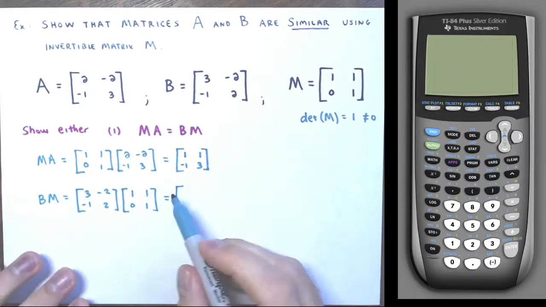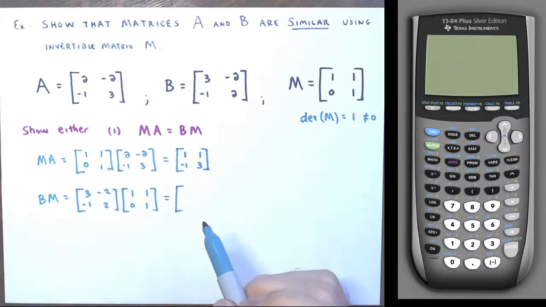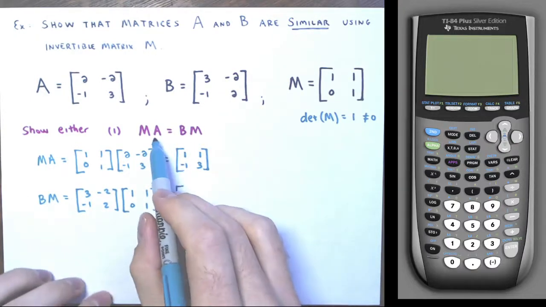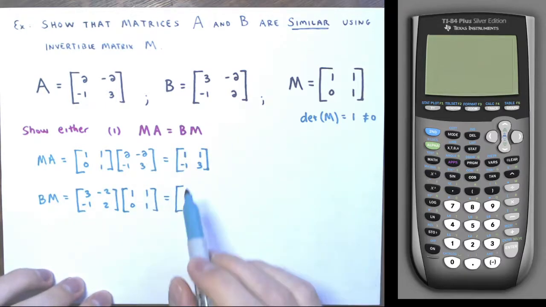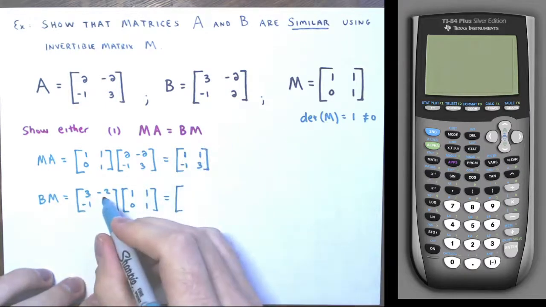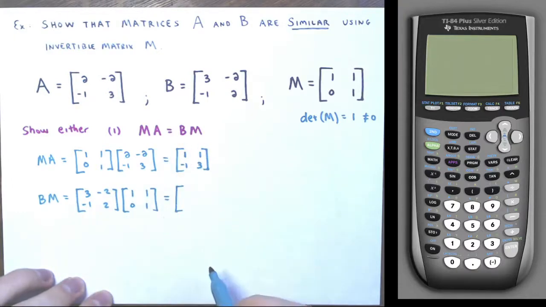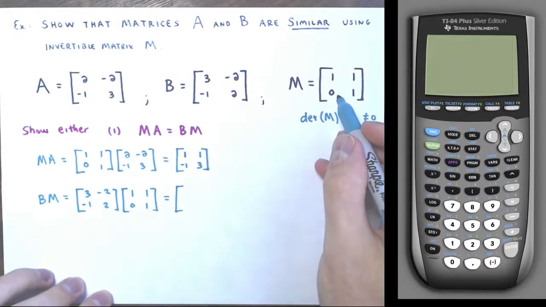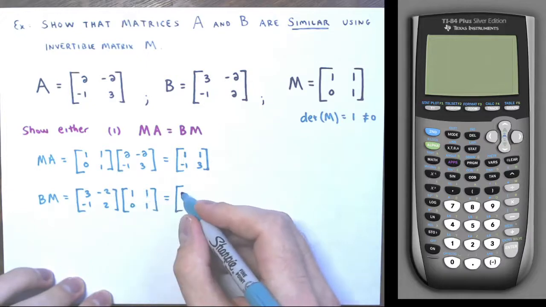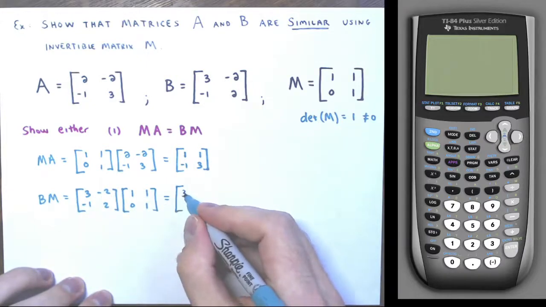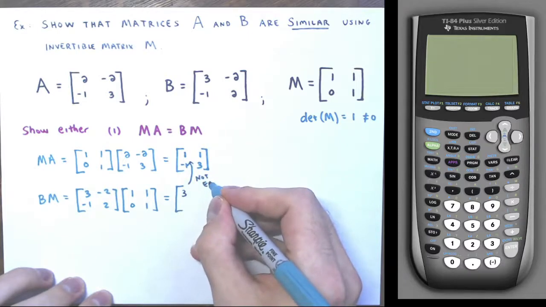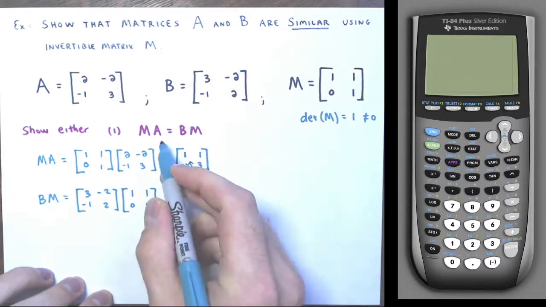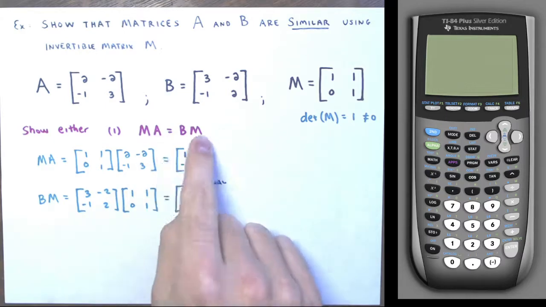Okay. And I'm noticing that when I do B times M here, it looks like they're not similar in this way. But I'll have to remember, order for multiplication matters, right? So they're similar in the other way using this matrix M. Let me show you. When I multiply these matrices, I'm getting 3 here. Ooh, these aren't equal. So they're not similar in this way, in these orders.